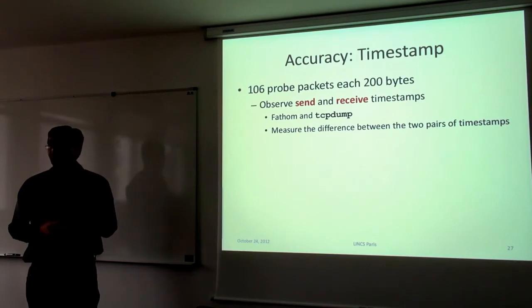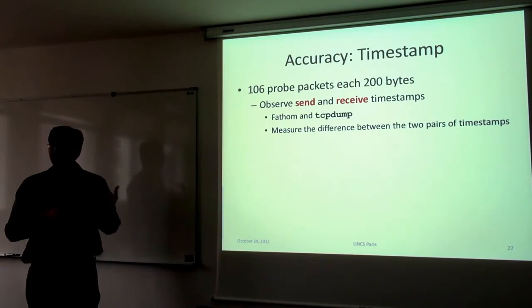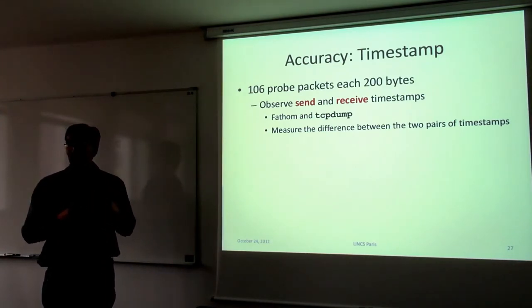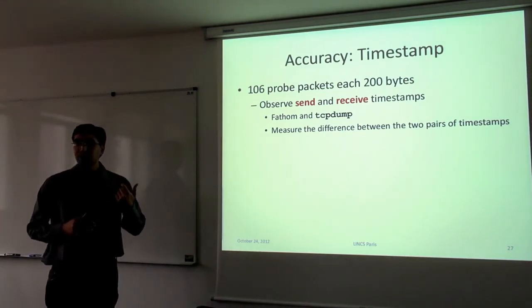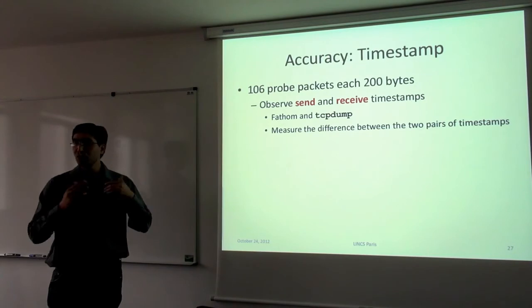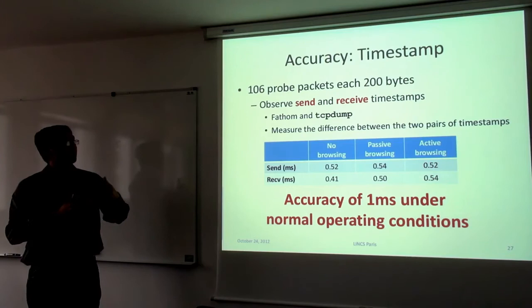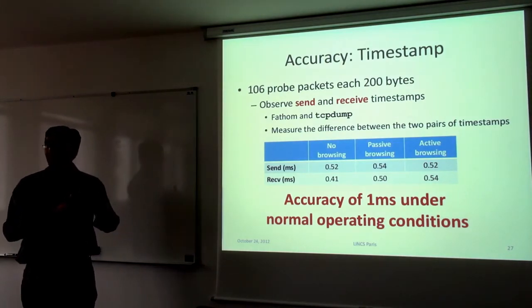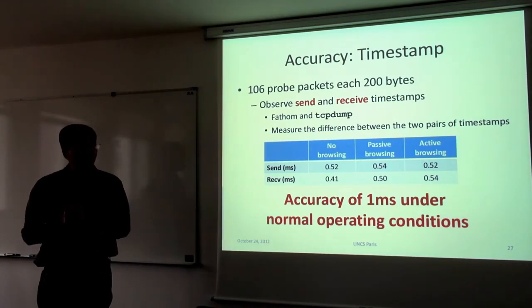For the timestamp accuracy experiment, we send a train of 106 probe packets between a client and a server, and each probe packet is 200 bytes long. We then observe the send and the receive timestamps on the client using both Fathom and tcpdump. And to get a measure of accuracy, we measure the difference between the 2 pairs of timestamps. That is, we measure the difference between the send timestamp as observed on Fathom and tcpdump, and similarly we obtain a difference between the receive timestamp between Fathom and tcpdump on the client side.